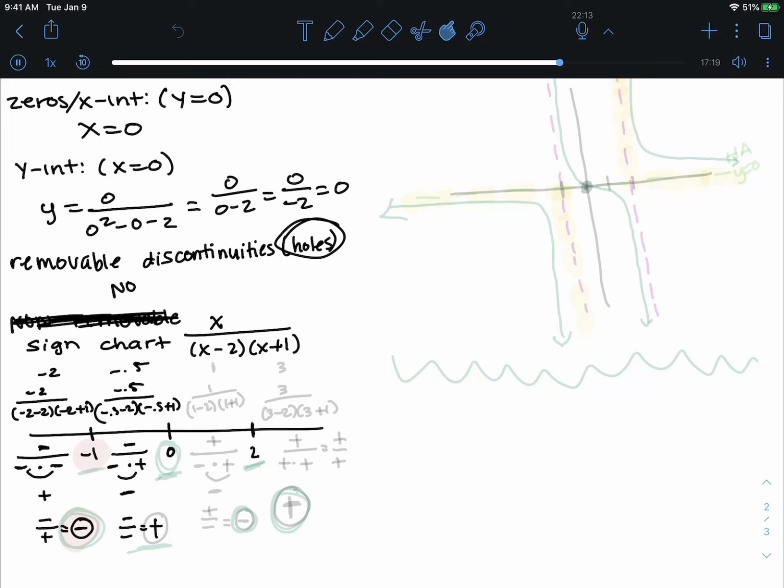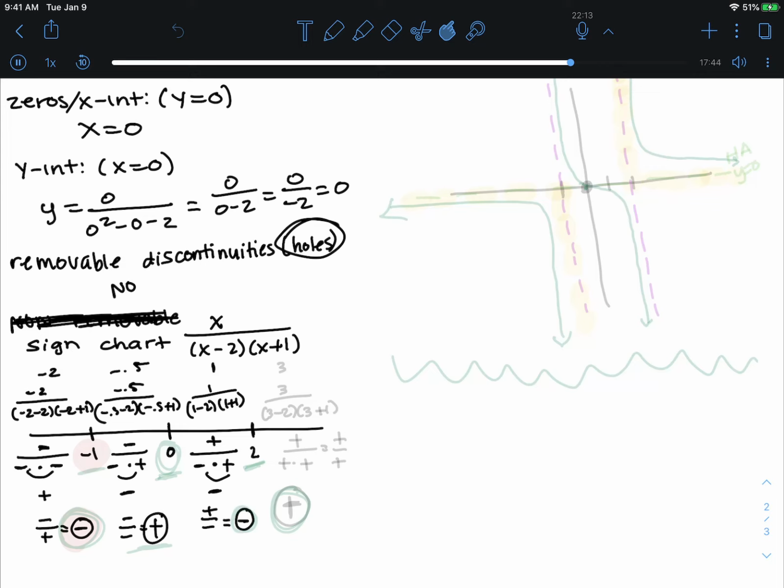Okay? And now anything between 0 and 2, so I'll choose 1. So I'll have 1 over (1 minus 2)(1 plus 1). Okay? So that's a positive. 1 minus 2 is a negative, and then 1 plus 1 is going to be a positive. So once again, a negative times a positive is a negative. So a positive divided by a negative is going to be a negative.